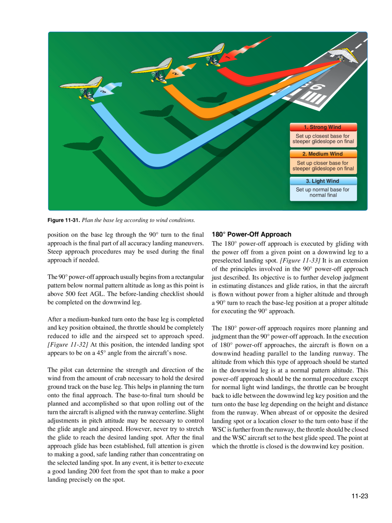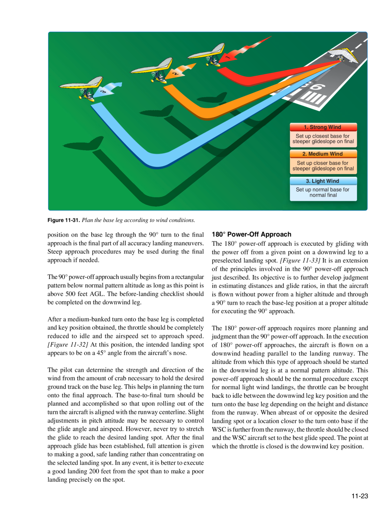The before landing checklist should be completed on the downwind leg. After a medium bank turn onto the base leg is completed and key position obtained, the throttle should be completely reduced to idle and the airspeed set to approach speed. Figure 11-32. At this position, the intended landing spot appears to be on a 45 degrees angle from the aircraft's nose. The pilot can determine the strength and direction of the wind from the amount of crab necessary to hold the desired ground track on the base leg. This helps in planning the turn onto the final approach.